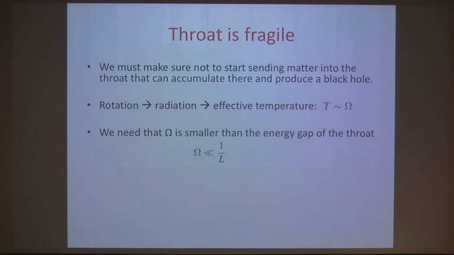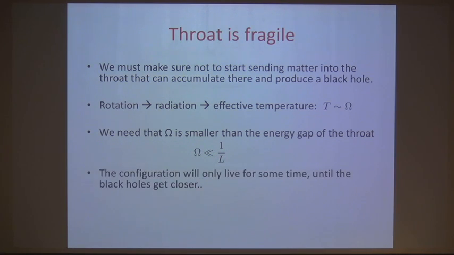That's the same energy gap that Xiaolang was talking about. And we need the frequency to be smaller than this gap. And so in this way, we can have a configuration which is stable. Of course, the configuration will only live for some time, until the black holes get very close together, where these approximations will not be true, and presumably something bad, well, they merge or something. So this solution will be destroyed in that case. Or at least the approximations we're doing now will not be valid, but we haven't looked at that case. So we're going to imagine that the black holes are far away, and so this is a configuration that exists for some time.